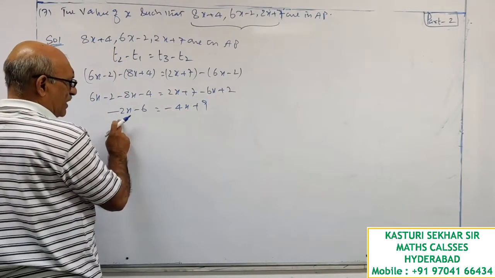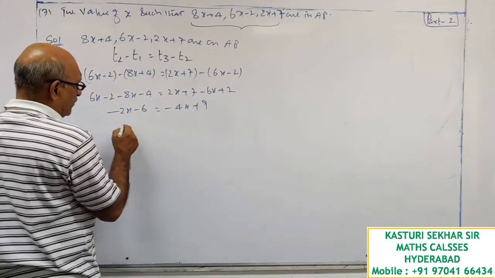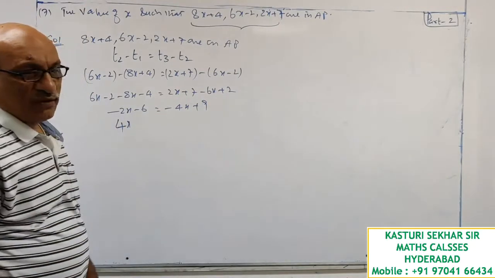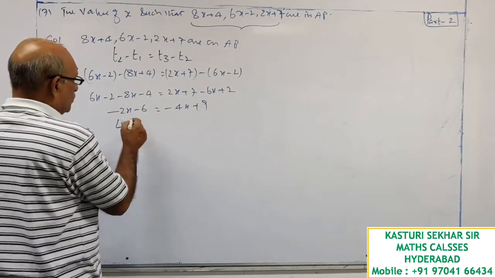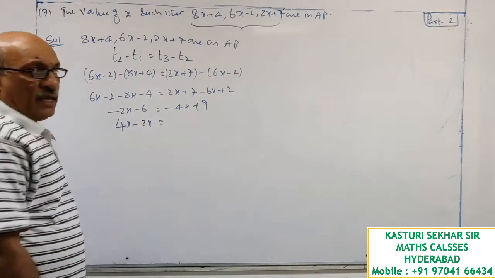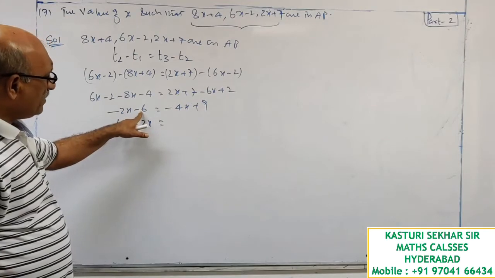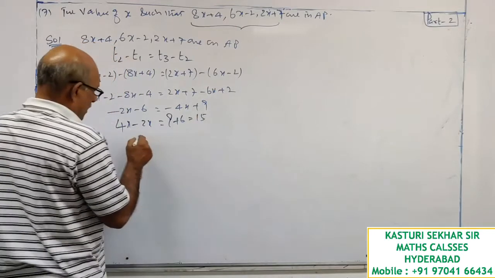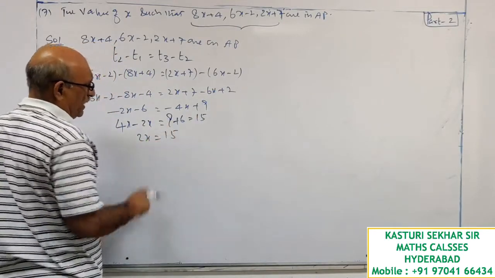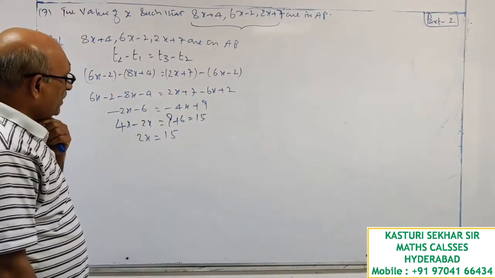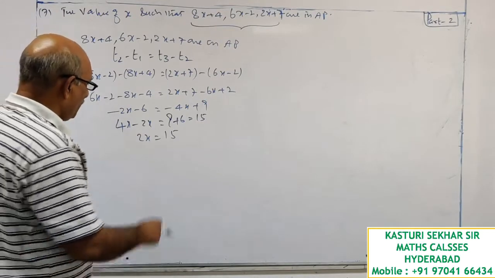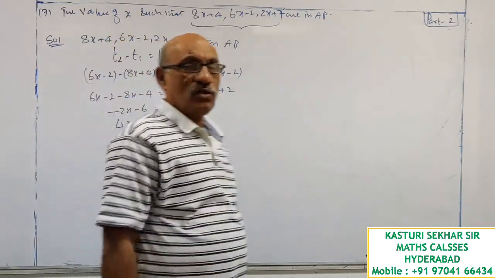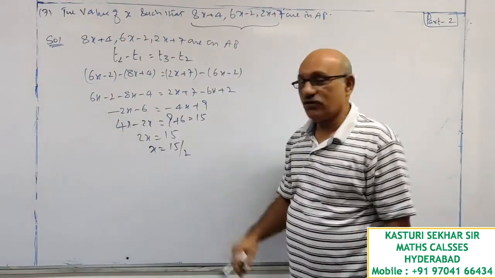Bring minus 4x to left hand side, take minus 6 to the right hand side. When I bring minus 4x to the left hand side, this negative term will become positive. Again, when I take minus 6 to the right hand side, 2x is equal to 15. This negative minus 6 will become plus 6, 9 plus 6 is 15. x is equal to 15 by 2.